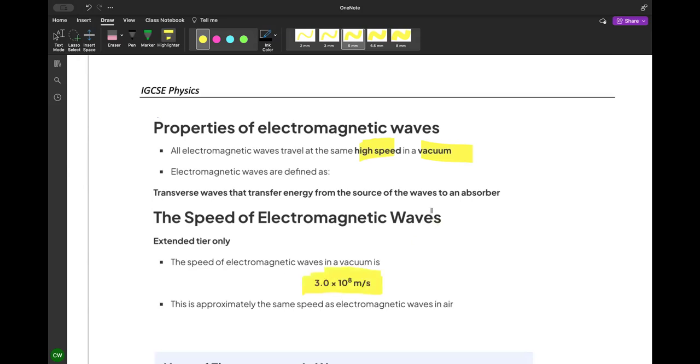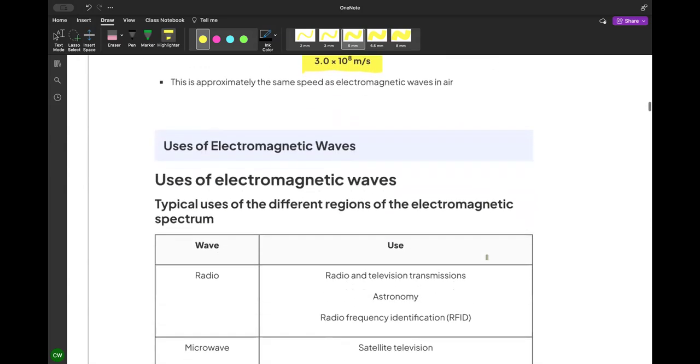They all travel with the same speed. Sometimes they ask you, what is the speed of the microwave? Do you know the answer? What is the speed? It's the speed of light. Do you know the value of the speed of light? 3 times 10 to the power of 8 meters per second.